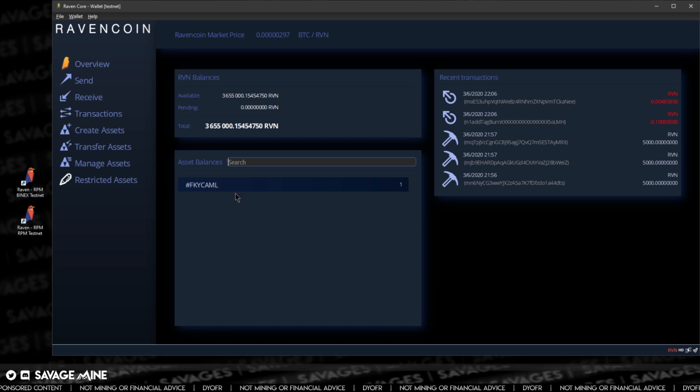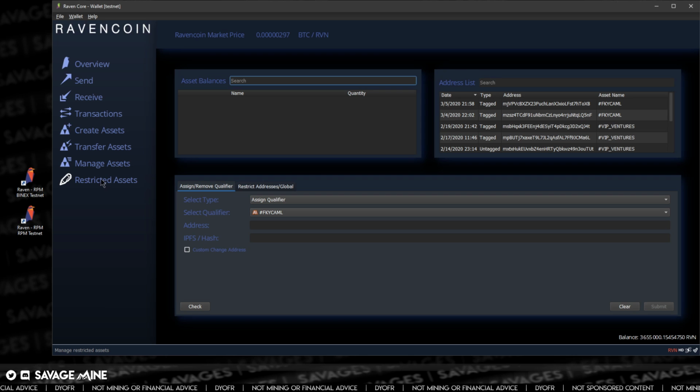All right, so this is the wallet that holds the required tag. That's what this is right here, the FKYC AML. So they hold that tag, and they are able to tag addresses to be able to receive the STO. And if you want to see how we got there, you have to go back to the previous videos to show how this works. So we're going to assign a qualifier with that tag.